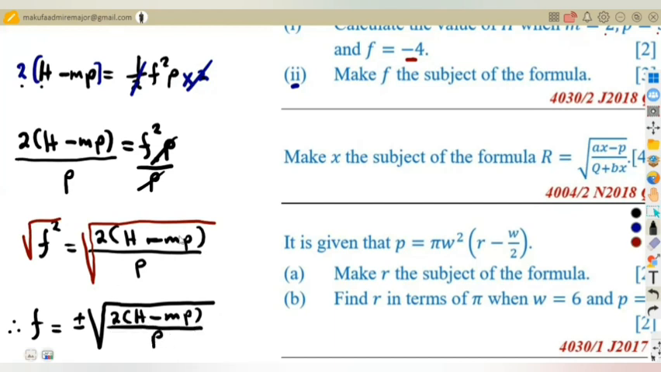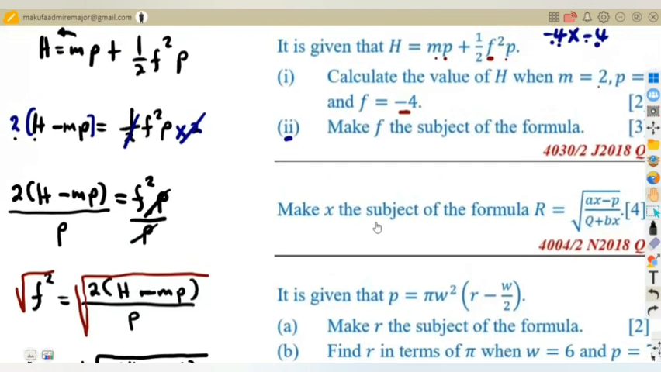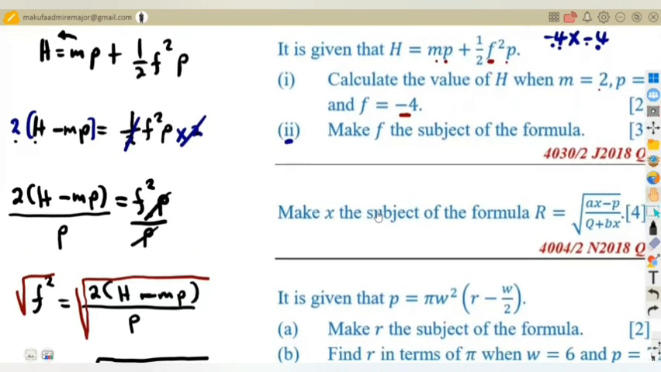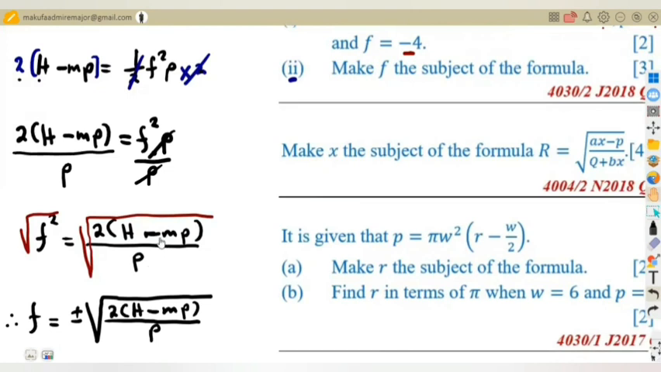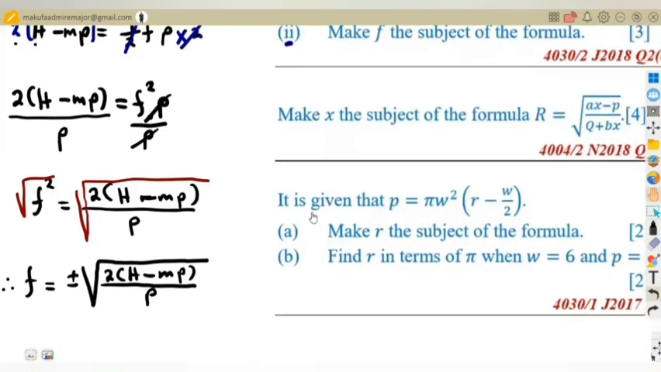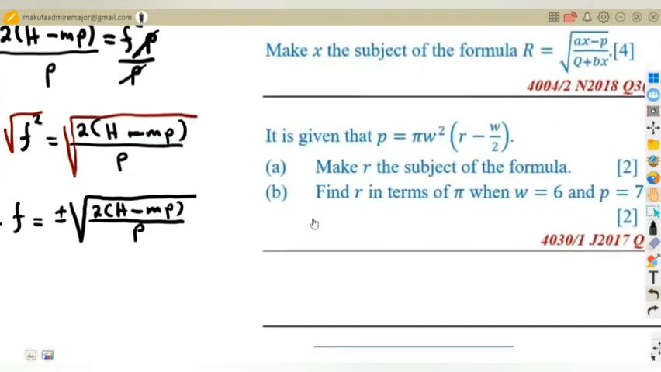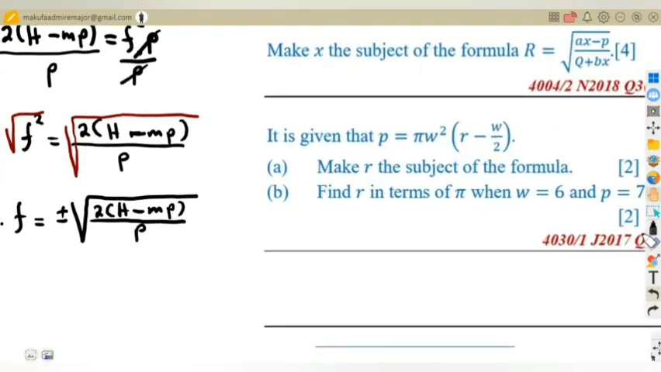So you are supposed to have the plus or minus on your final answer. Like I said, due to exam pressure, they consider it a correct answer even without plus or minus. But we are supposed to have plus or minus because we do not know the values that exist there. Remember, the square root of 4 is plus or minus 2, and the square root of 16 is plus or minus 4.